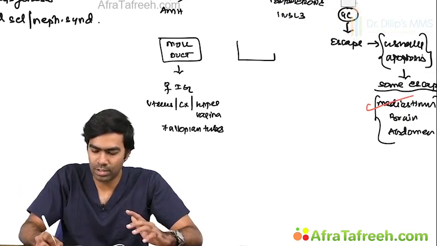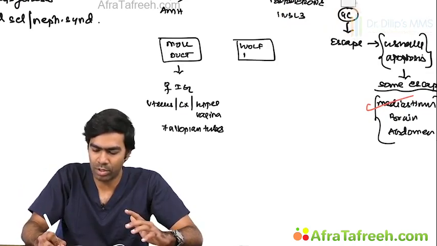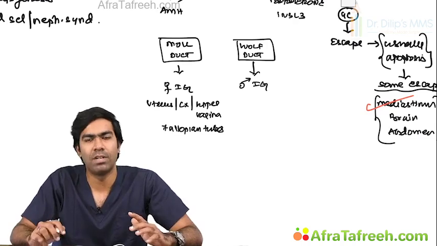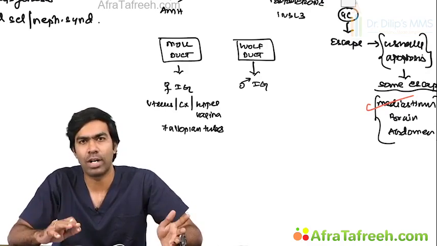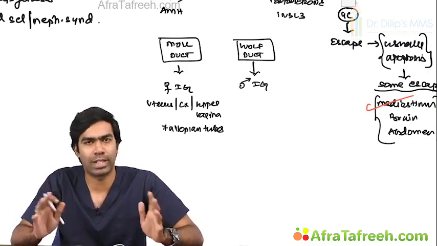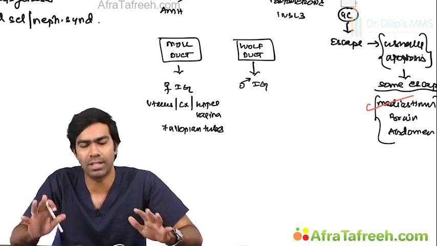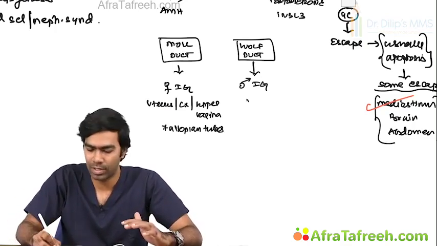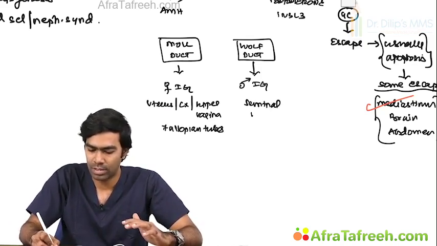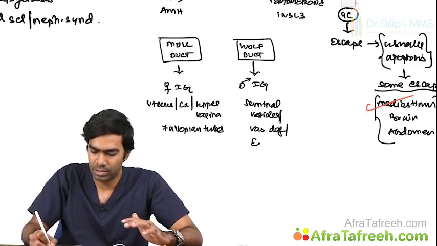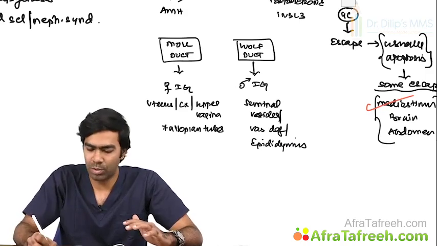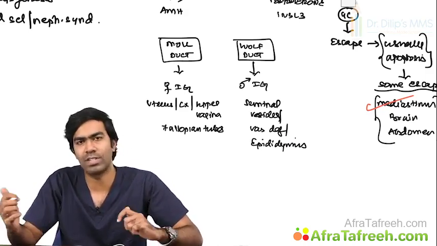And you have the Wolffian structures. These are called mesonephric ducts, which form the male internal genitalia structures. At the same time, the Wolffian duct, otherwise called the mesonephric duct, also gives rise to the ureters and the renal pelvis in both sexes. But we're not going to discuss that. The Wolffian duct in males is important for the formation of male internal genitalia, like your seminal vesicles, vas deferens, and epididymis. Clear? At the same time, you have to know the development of the external genitalia also, which I'll be discussing subsequently.